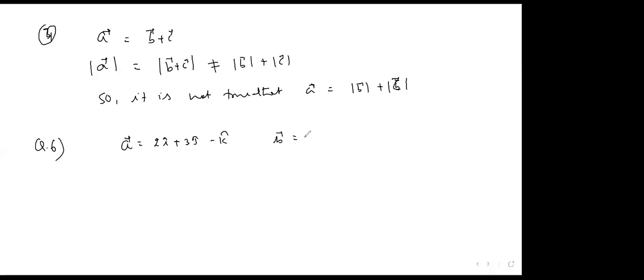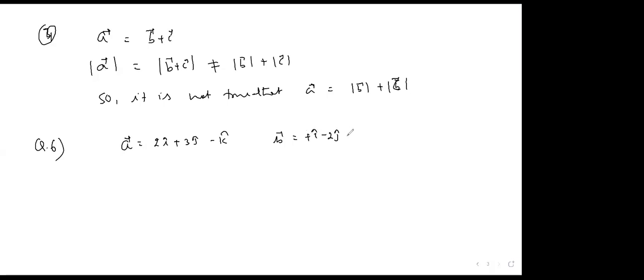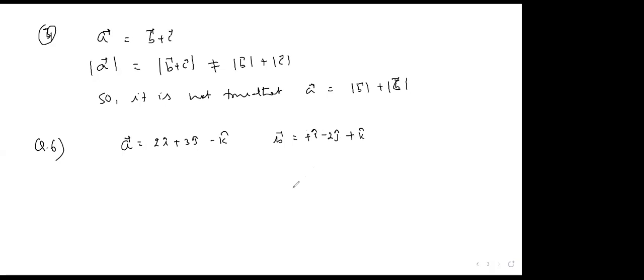And vector B is given as, is it minus i or plus i? Plus i, yes. Plus i cap minus 2j cap plus k cap. So the resultant of the vectors A and B.